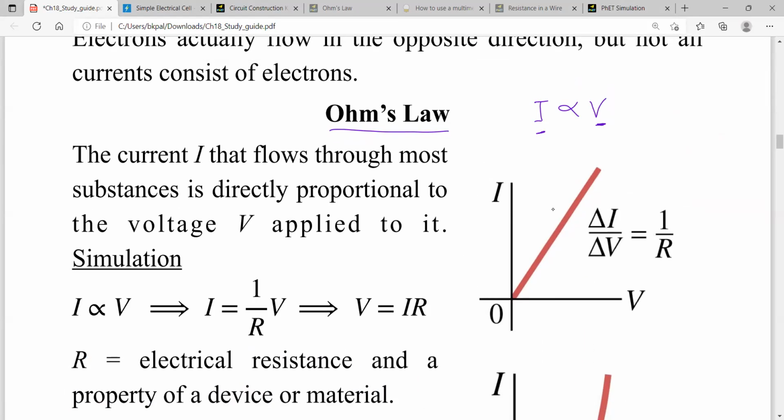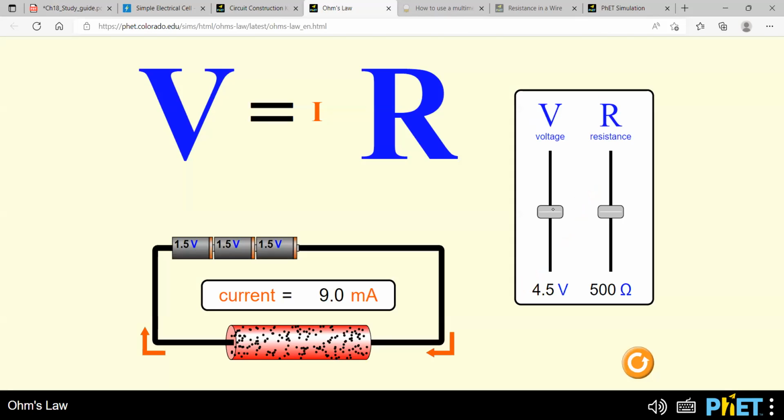So let's see this in this simulation. The device here is basically this red cylindrical shaped object. It's basically a wire. Now here you see that this wire is connected with 4.5 volt. So three 1.5 volt batteries, altogether it is 4.5 volt. For 4.5 volt, the current here is 9 milliamp. Now if I increase the voltage, you will see that the current is increasing.